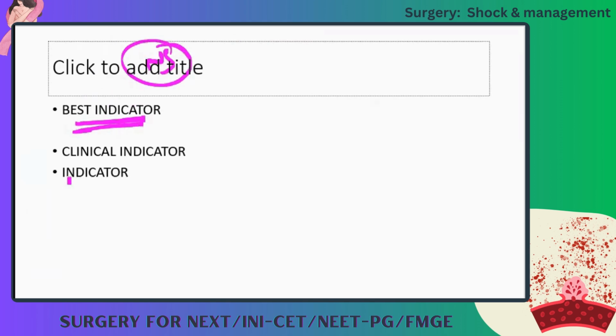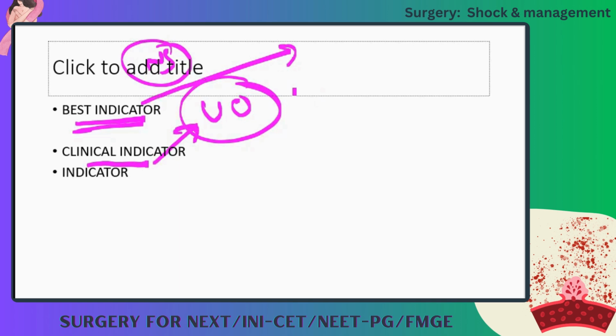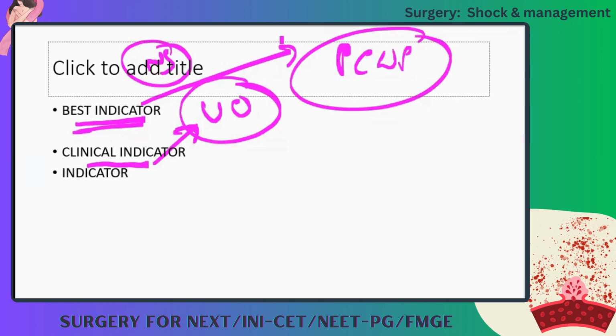So the best indicator. What is the best indicator that you are giving adequate fluid? Urine output, sir. Very good. Urine output is the best indicator. Actually, the question is a little wrong. If they ask you the clinical indicator, that is the urine output. But the best indicator is the pulmonary capillary wedge pressure, we call it PCWP. That will give the exact idea of the resuscitation. If the question is asking about the best indicator, you go for pulmonary capillary wedge pressure. Otherwise, clinical indicator, you go for urine output.